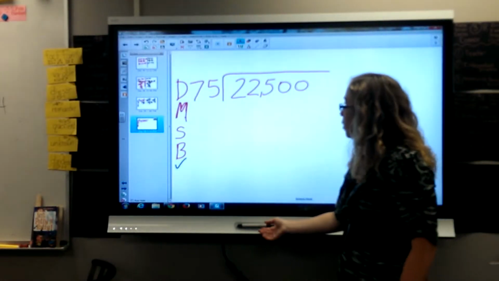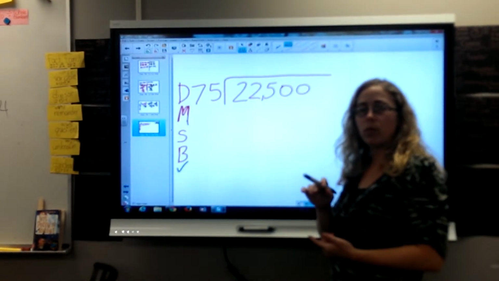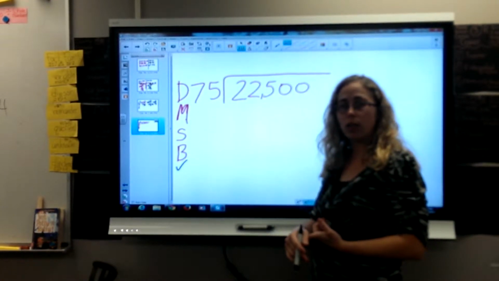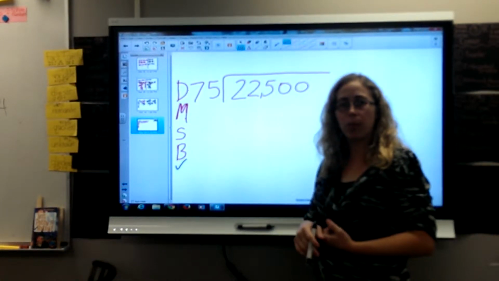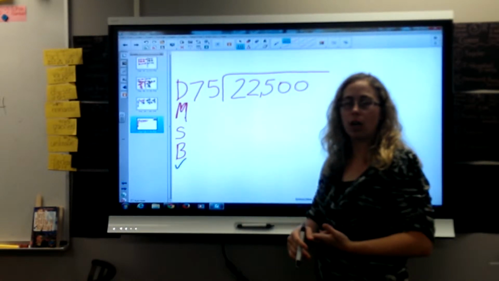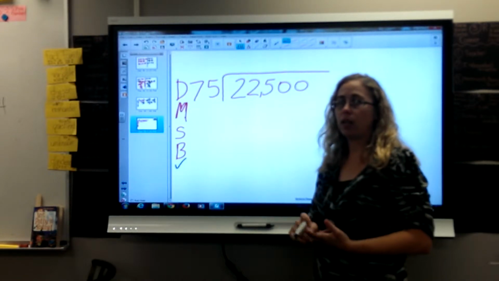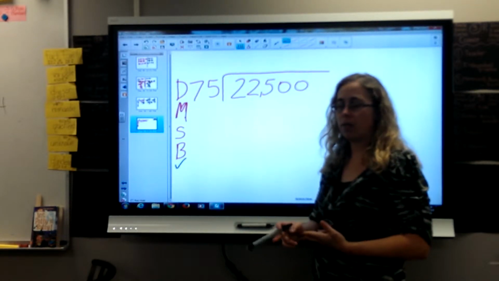When dividing bigger numbers, it's going to become more and more important that you remember to check first where you're going to start dividing, where you're going to place the first number of your quotient, and checking the remainders as you go along to make sure whether they're greater than, less than, or equal to your divisor.